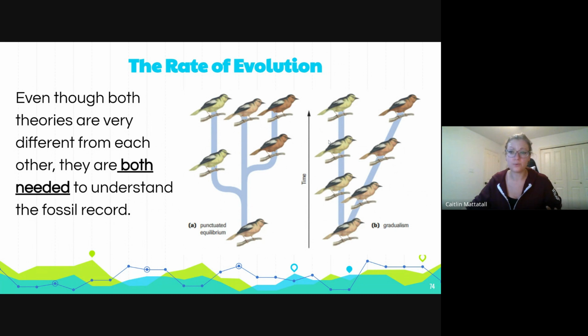Okay, but even though we don't know exactly which one, or even if these are the right ones of how quickly evolution happens, we have evidence of both. So we need to kind of figure out how to mush them together to make the fossil record make sense.